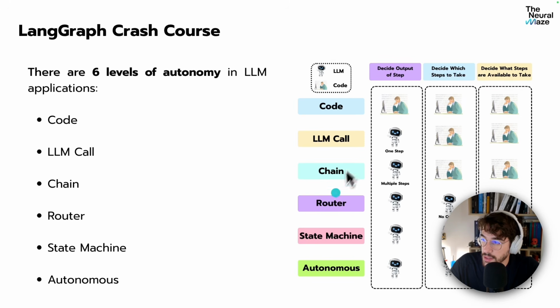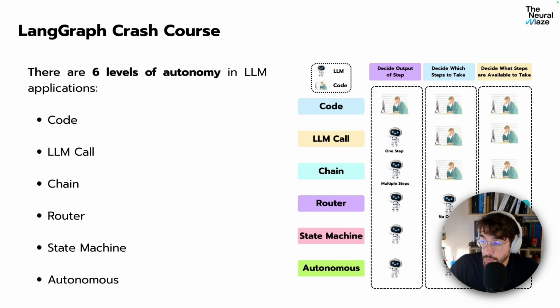For the chain, it's basically the same as before for the LLM, but we are adding multiple steps, because remember that chains, that's something that we are going to cover in future slides, but chains are just a sequence of different LLM calls or other operations. If we keep scrolling down, you will see this router level, and the router, the LLM, is in charge of deciding the output of steps, and it's also in charge of deciding which steps to take. This is something that, as well, we are going to implement in today's workshop.